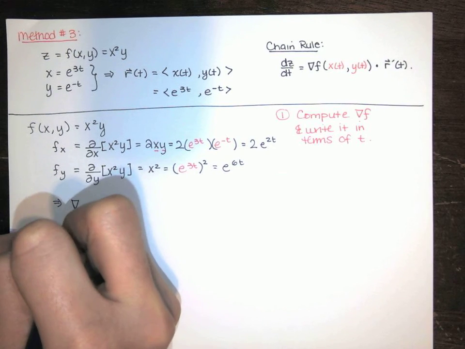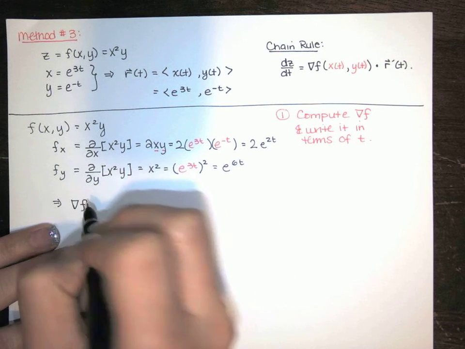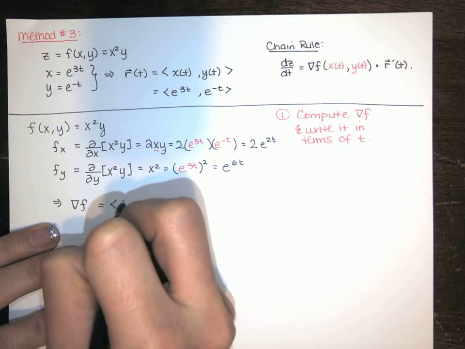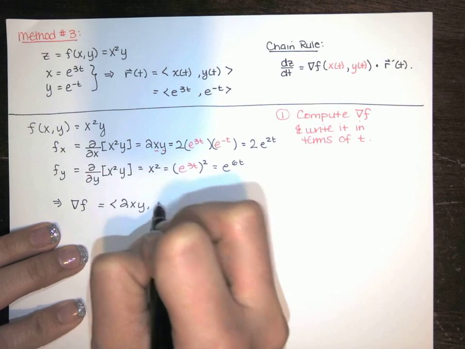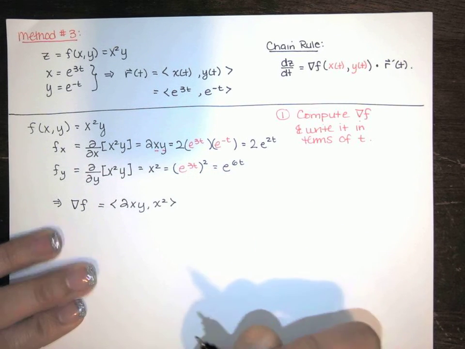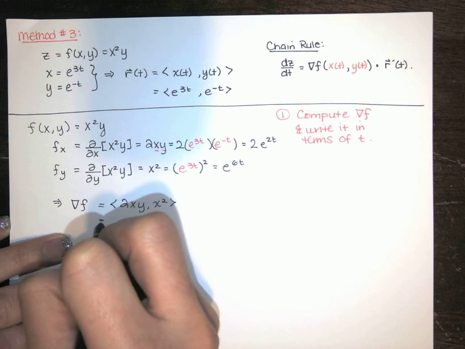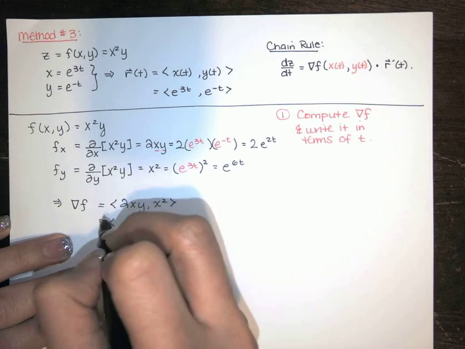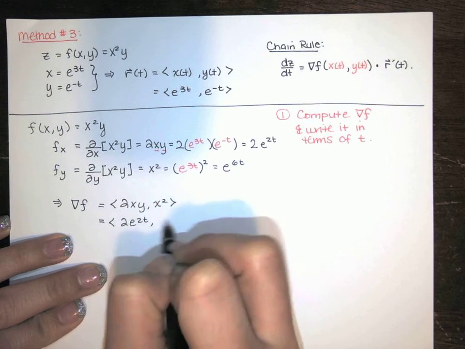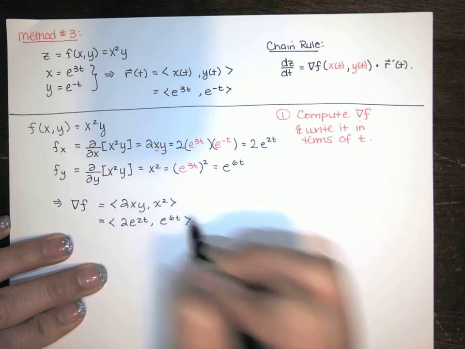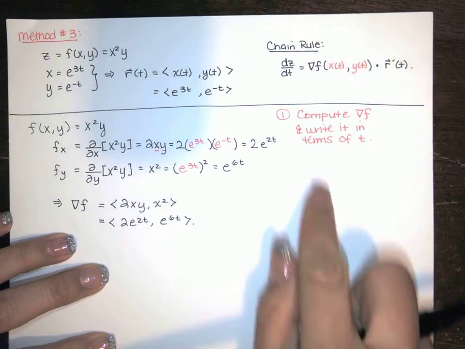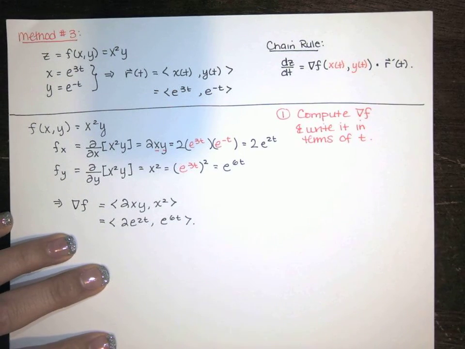So our gradient function was 2xy times i hat plus x squared times j hat. In terms of t, that turns out to be 2e to the 2t and e to the 6t. So that's what we just found. Okay, that was this part. Now I need r prime of t.